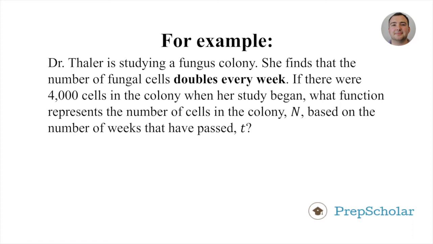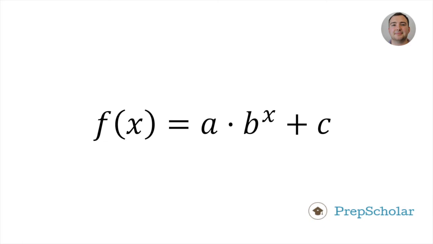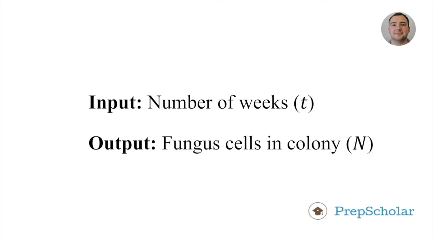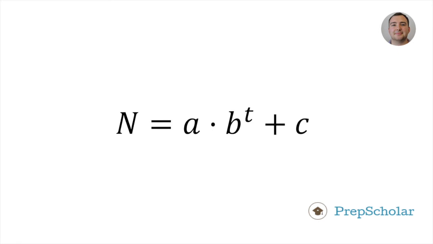In other words, we're being given a specific ratio of change, which means we're working with an exponential function. Let's start by using the general form of an exponential function and plug in values as we find them. First, we need to figure out what variables we're using. In this case, our input is the number of weeks represented by the variable t, and our output is the number of fungus cells in the colony represented by the variable n. Therefore, we want to modify our equation to give us a value for n in terms of t. So n equals a times b to the t power plus c.